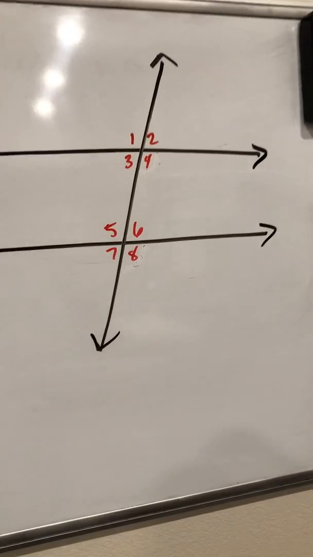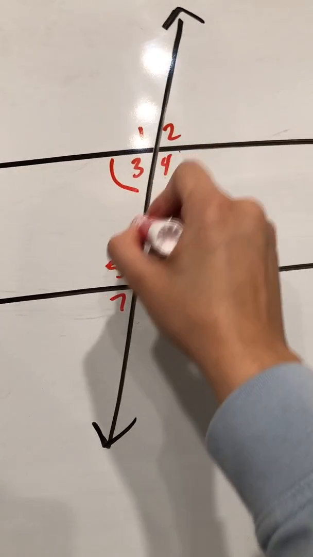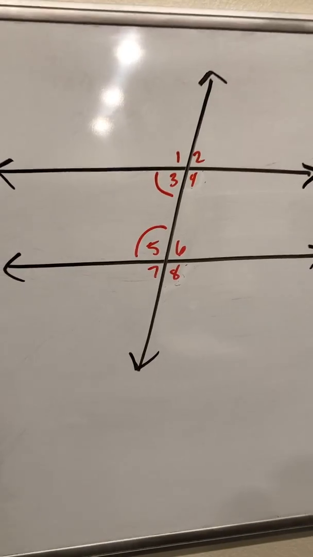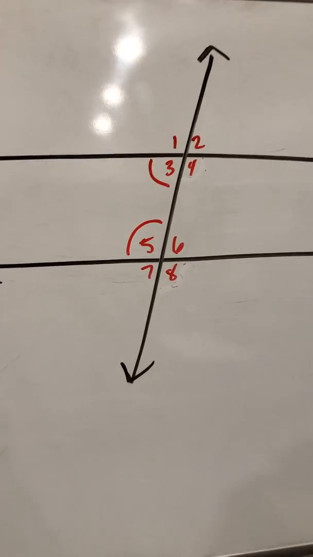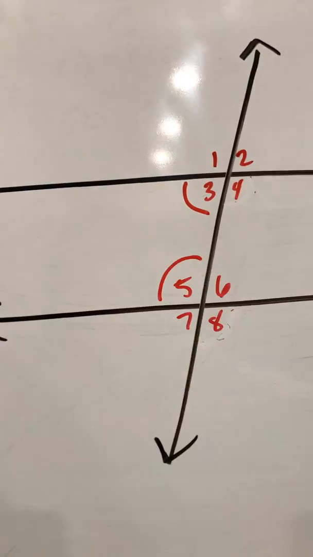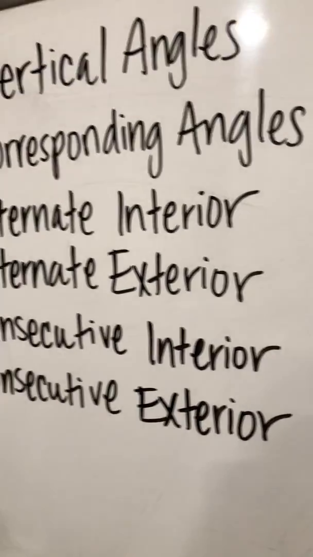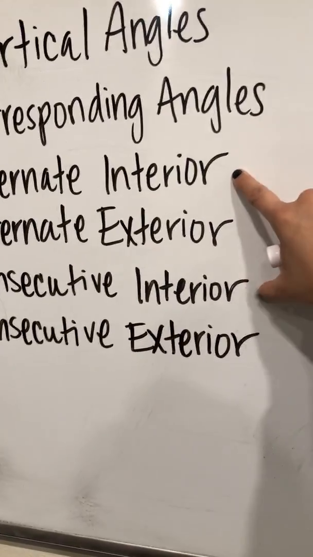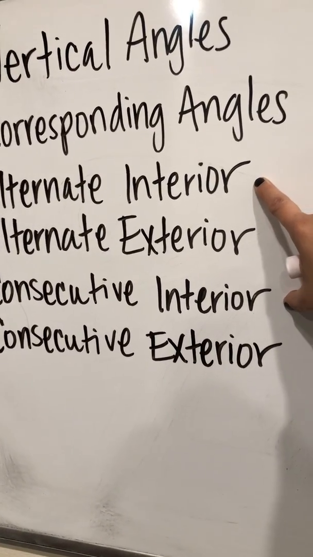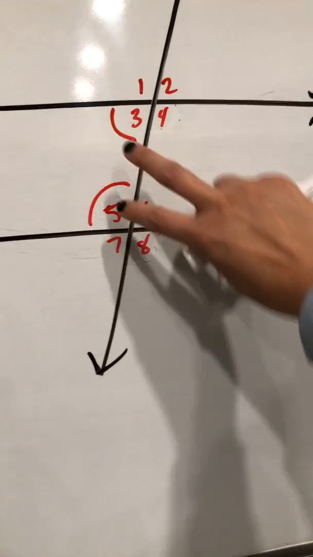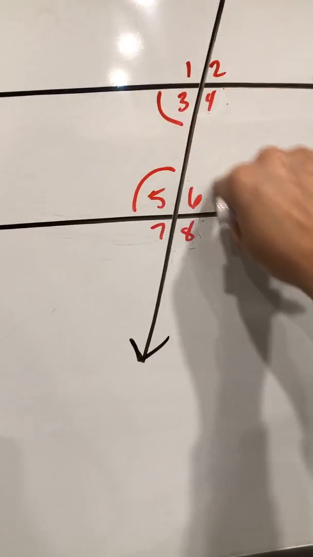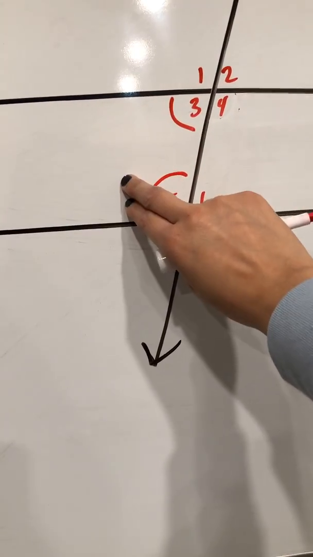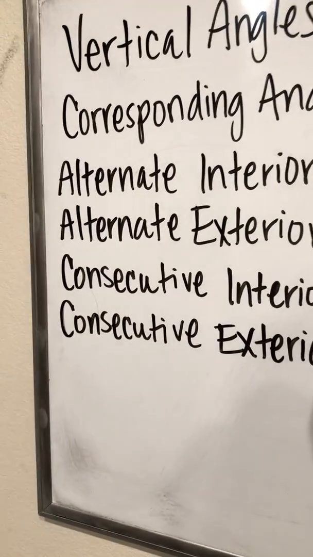So now looking at angles 3 and 5. If we have those 2, they are on the inside of the parallel lines, so that means interior. It's got to be either alternate or consecutive. Now let's look at what sides they're on from the transversal. They're on the same side, they're both on the left. Alternate means on opposite corners. Consecutive means on the same side. So this would have to be consecutive interior.